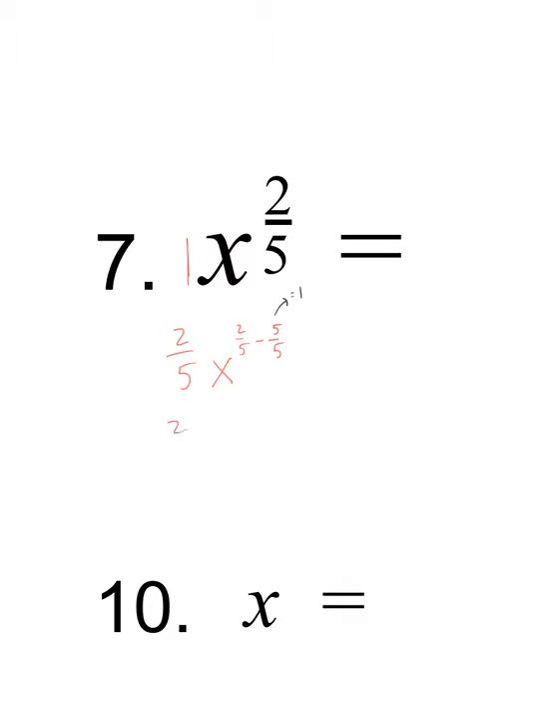So the 2/5 comes down, x. Remember, when we subtract fractions, we keep that common denominator, always. We only subtract the numerators. 2 minus 5 gives me a negative 3. So the derivative of x to the 2/5 is 2/5 x to the negative 3/5. The trick with fractions is when you need to subtract 1 from the exponent, you just get a common denominator.